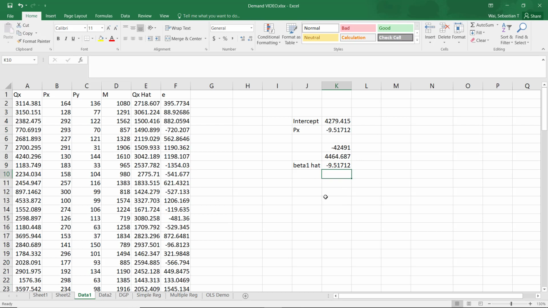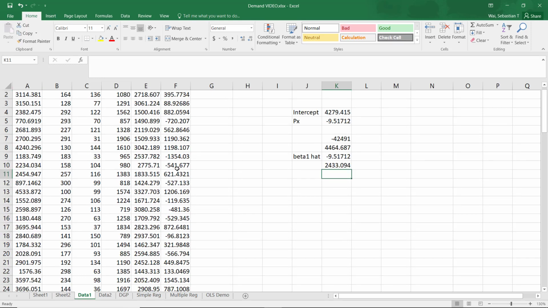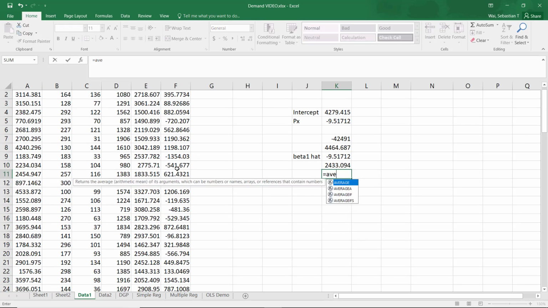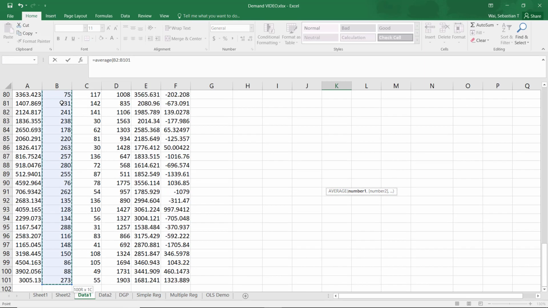To get beta naught hat, we're going to need to get those two sample means. So I'm going to use equals average to calculate the mean. Let's do our y bar first, so that's going to be quantity. Select that whole column. And then let's do x bar, which is going to be the average of all of our explanatory variable, which again is the price of x.